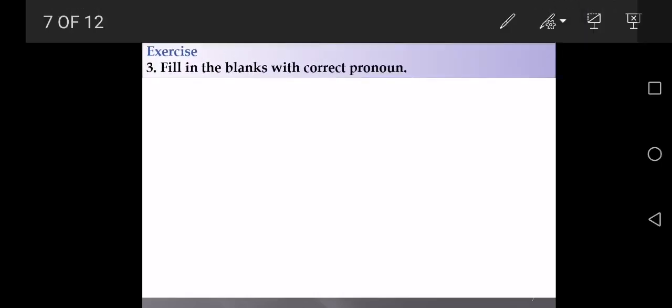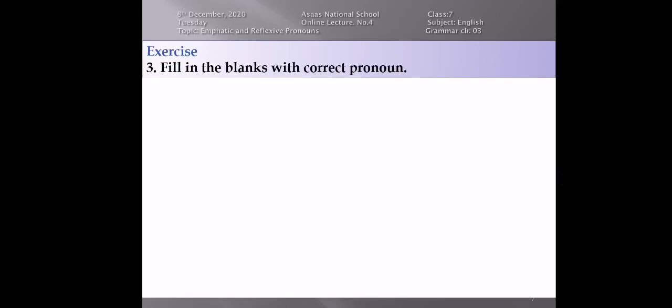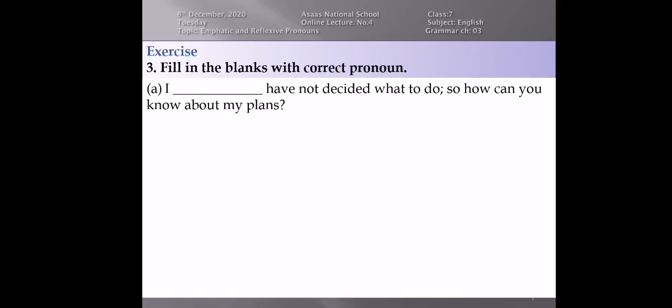Now let's solve the third exercise in your book. Fill in the blanks with the correct pronoun. I ___ have not decided what to do. So, how can you know about my plans? What will you use, the reflexive or emphatic pronoun? Well, for I, we use myself.